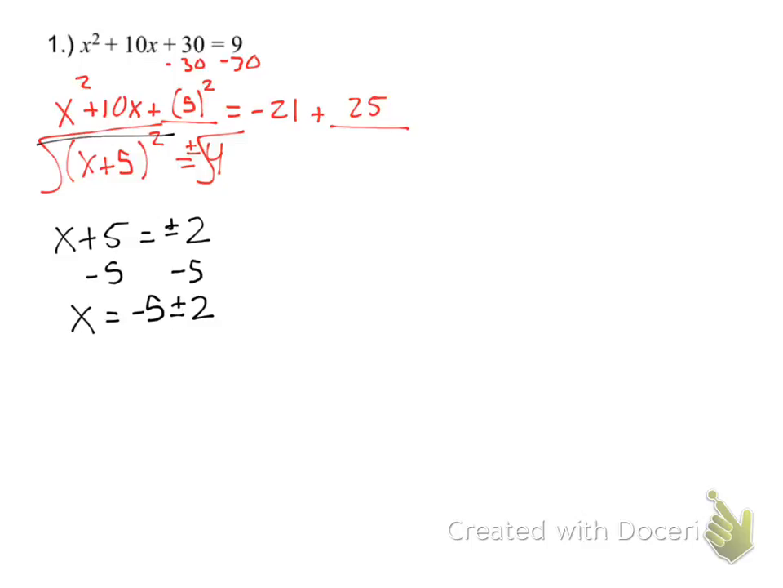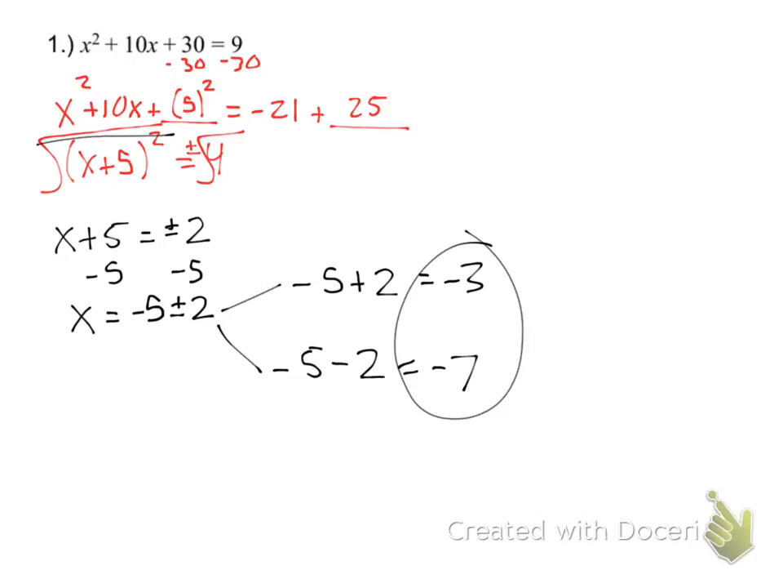Now, would everybody agree that negative 5 and 2 are nice numbers? Yeah. As in, they're not square roots. Even if they were square roots, we still would have to do this essentially. There are two answers. Negative 5 plus 2 is negative 3, and the other answer is negative 5 minus 2, which is negative 7. Those are the two answers.